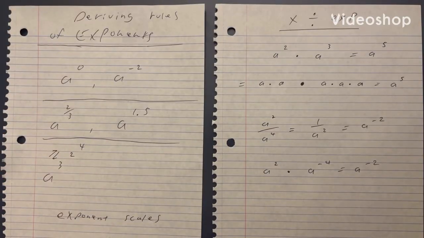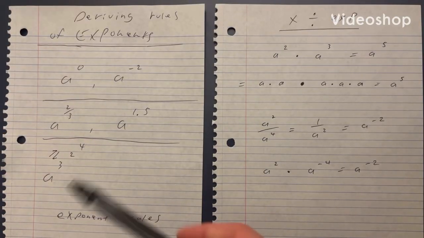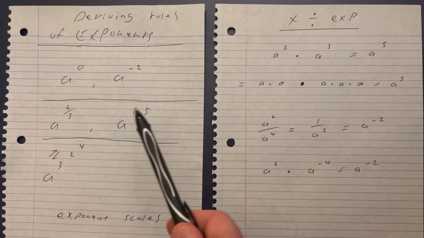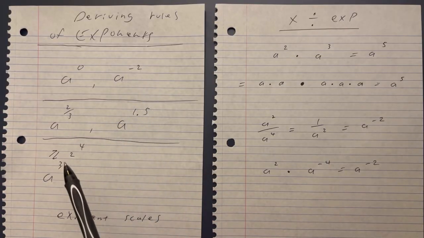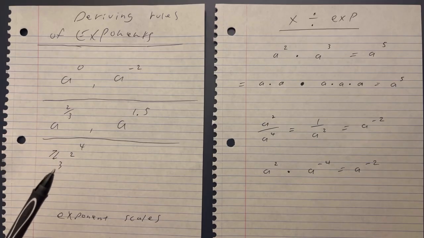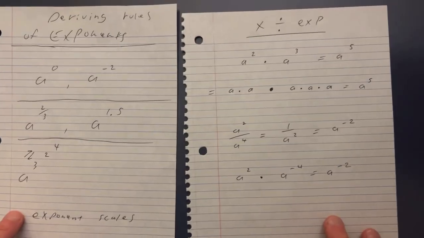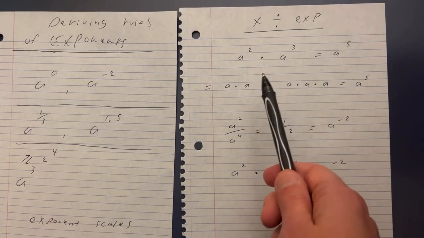This is how to derive the rules of exponents. I'm going to cover exponents to the 0 power, negative powers, fractional exponents, decimal exponents, exponents that go in both an ascending and a descending order, and I'm going to show some exponent scales, one of which I just made up, so I'm sure nobody's ever thought of it before. All right, first up, multiplication, division, exponents.